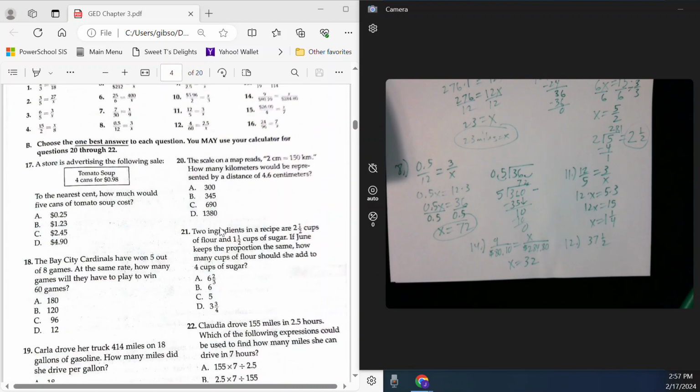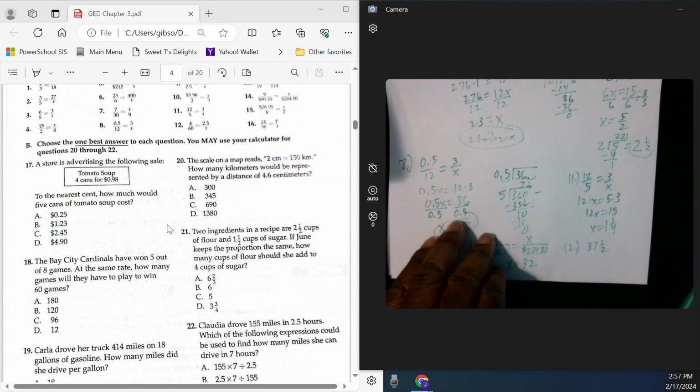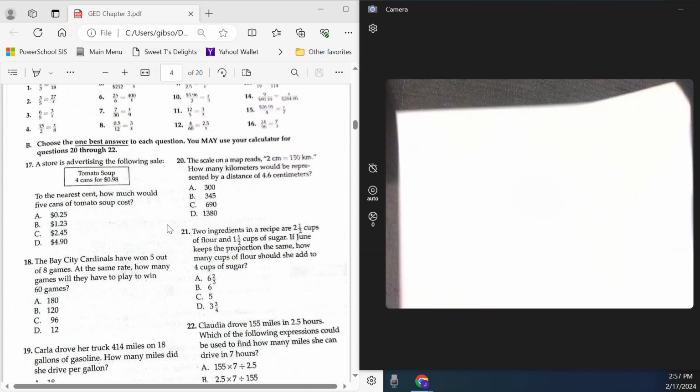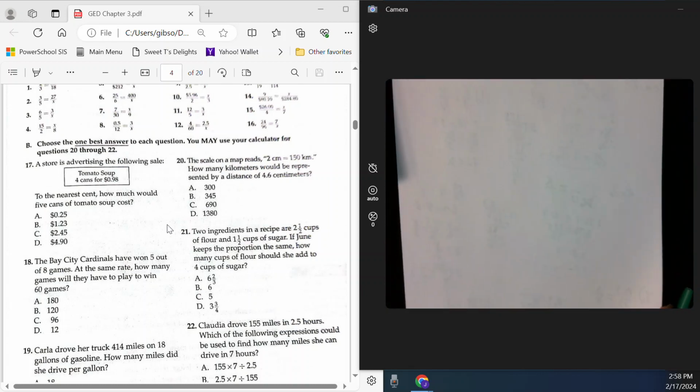Now we come here to problems 17 to 22. It says choose the one best answer to each question. You may use your calculator for questions 20 through 22. So from 17 to 19, we have to do this by hand. So looking at problem 17, it says the store is advertising the following sale. Tomato soup is 4 cans for 98 cents. To the nearest cent, how much would 5 cans of tomato soup cost?